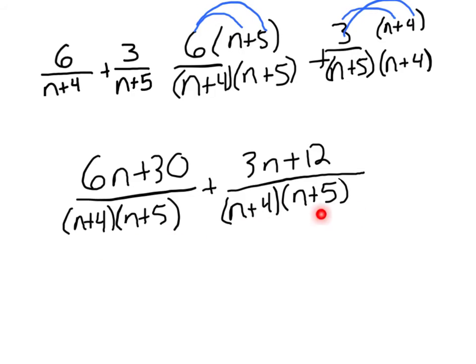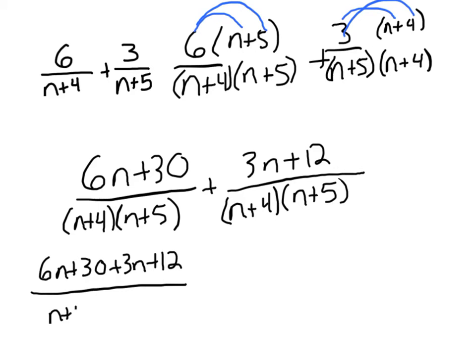Now these have the same denominator. So I am going to just add the numerator up top here. Okay, so this is the same thing here as 6n plus 30 plus 3n plus 12 all over n plus 4 times n plus 5. Okay, now I have to go through here and I see that I've got an n here. I can combine this one with that one. And then I can also combine this 30 is just a number, and so is the 12, so I can combine those two. So I'm going to do that now.